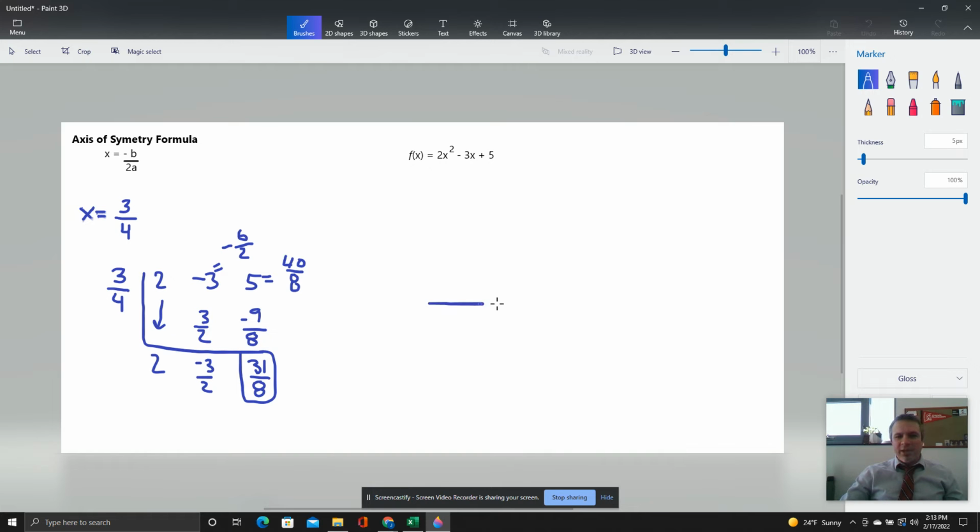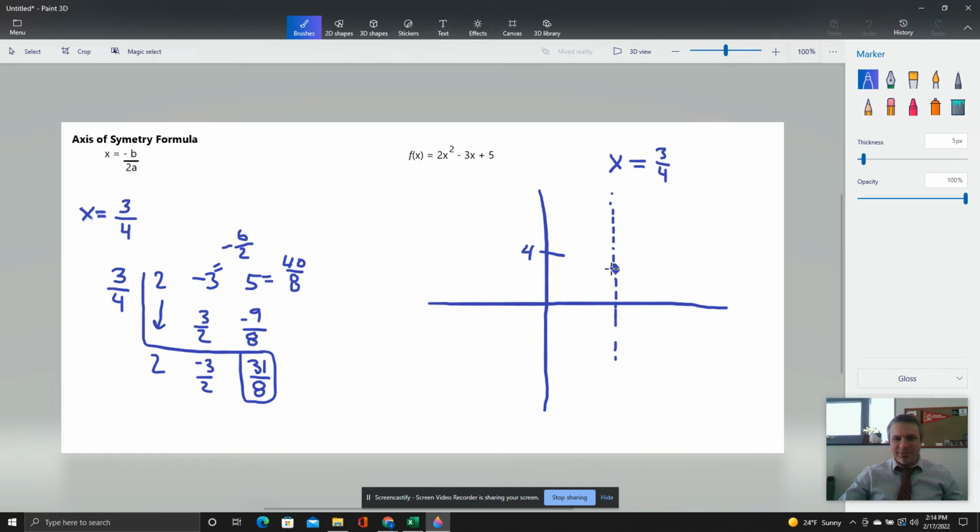So what we've decided is that we have this axis of symmetry at x equals 3/4. So that's right here. Axis of symmetry happens at x equals 3/4. And then I go down here and I say, well, 32 divided by 8 is 4. So this is a little bit less than 4. So at a little bit less than 4, I have a vertex. So the vertex lives on this axis of symmetry line, and it's right there.